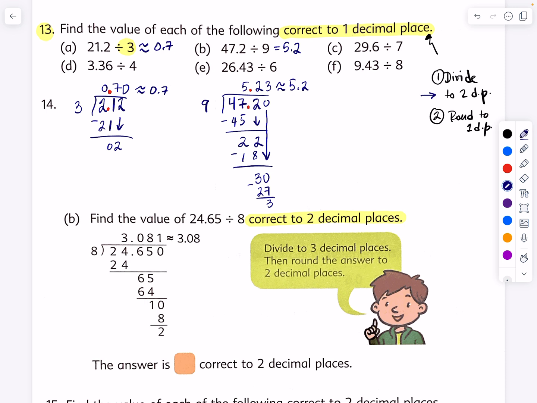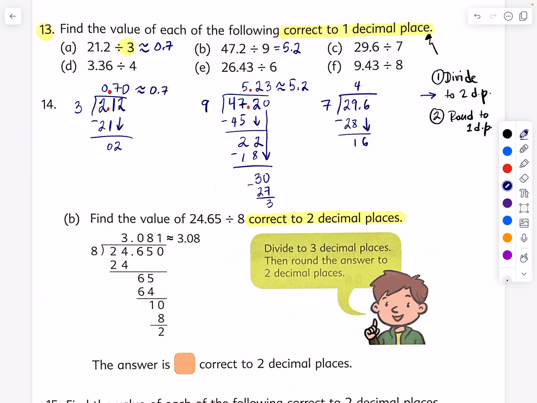Third example, C. Again, long division is our friend today. A lot of long division, my friends. We must divide and find two decimal places. Let's go. 29.6 divided by 7. 7 goes into 29 4 times. 7 times 4 is 28. The remainder is 1. Bring down the 6.